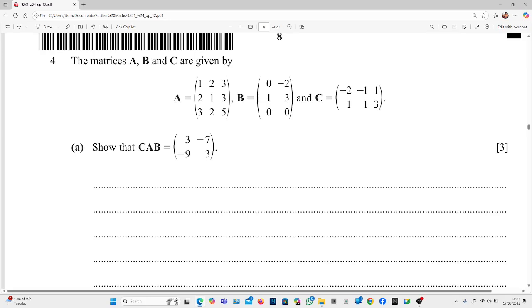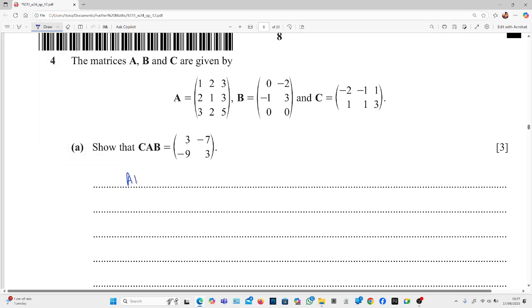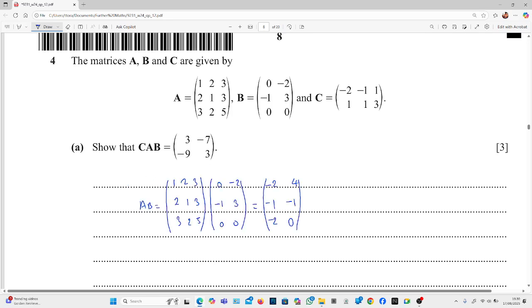Hi, question number 4. We have matrices A, B, and C. We need to show that C times AB is equal to 3, -7, -9, 3, given those matrices. So basically what we're going to do now is multiply A by B. So A here multiplied by B. This is what we get.